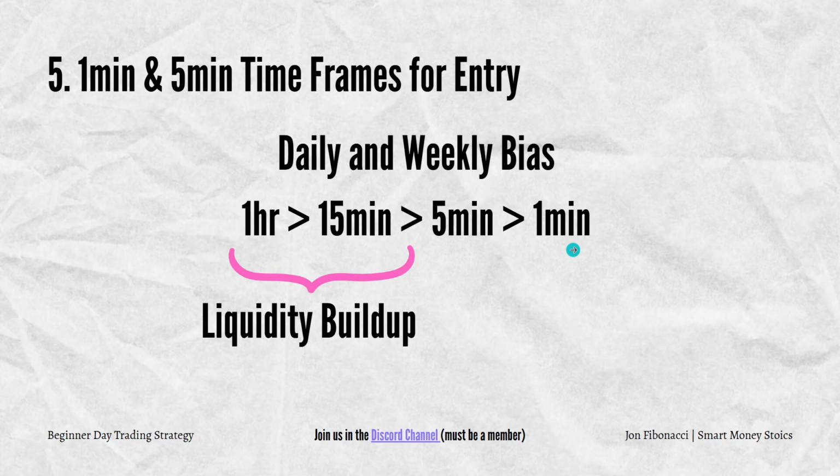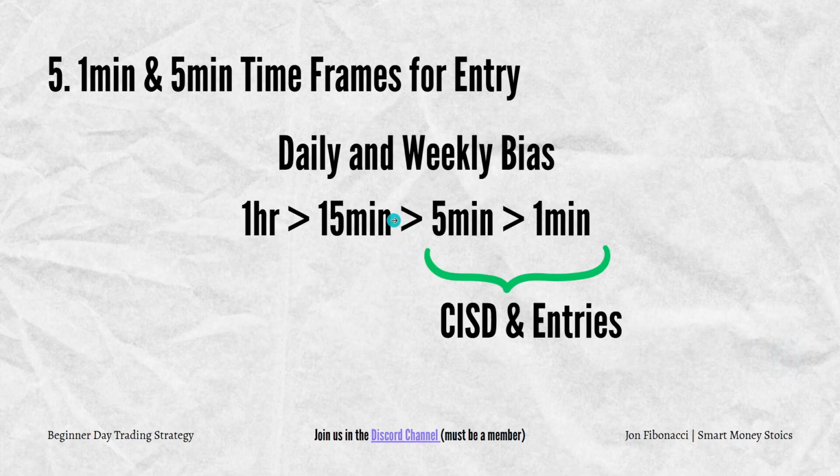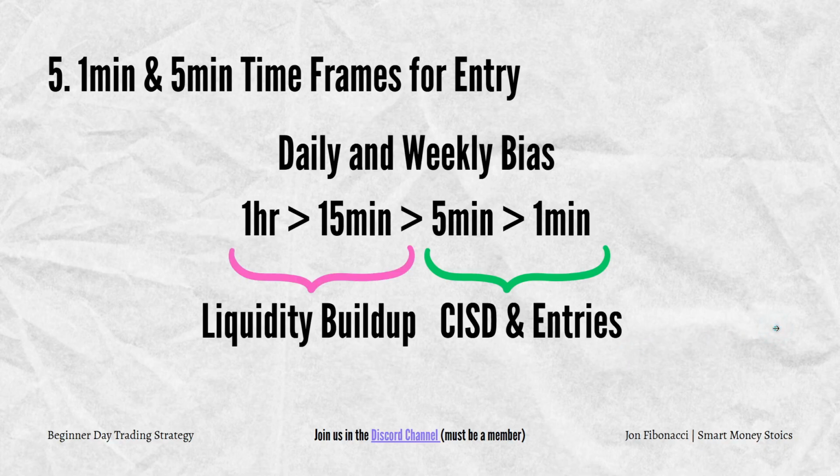Now, the 5-minute and the 1 minute can also have the same thing there. Price is fractal, of course. But what I want to do is look at the 5-minute and the 1 minute even for the shifts in the state of delivery. And I want to look at the 5-minute and the 1 minute for entries, right? So when you put that together, what are you going to have? We want to see liquidity buildup on the 1 hour and the 15-minute. And we want to go down to the 5-minute and the 1 minute for entries. Okay, so when you tie those two together, you're going to find some good trading opportunities.